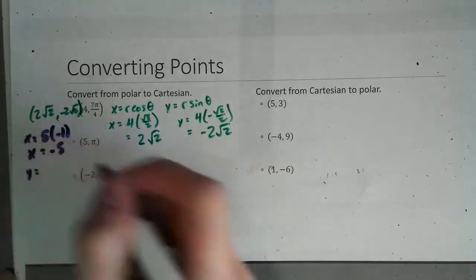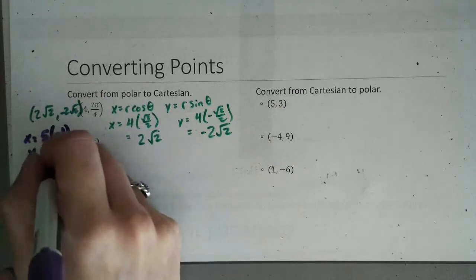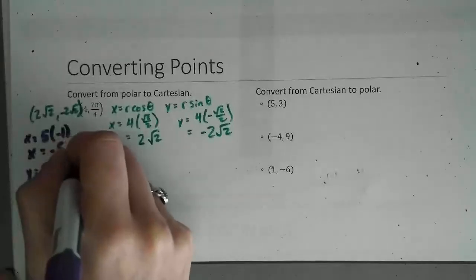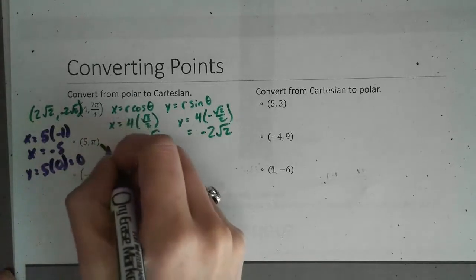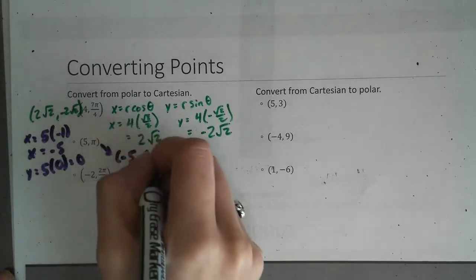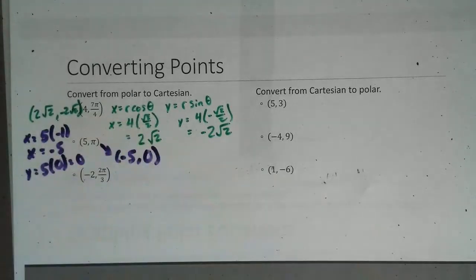Our y value is 5 times the sine of pi, which is 0. Means our y value is 0. That means this point is located at negative 5 comma 0, which should make sense because the angle pi is the negative x-axis, and we went 5 units that way.